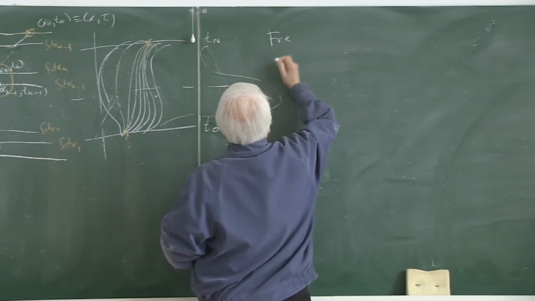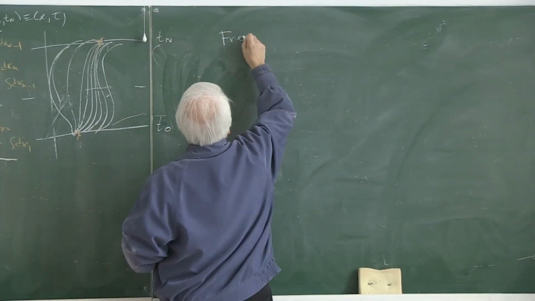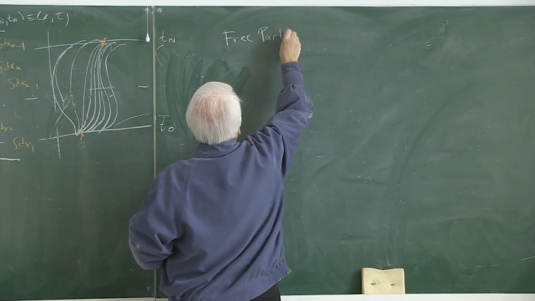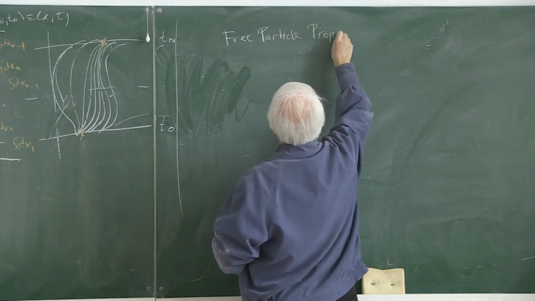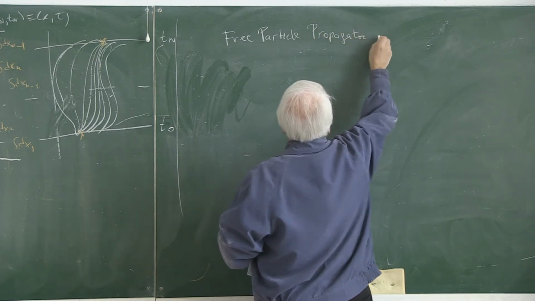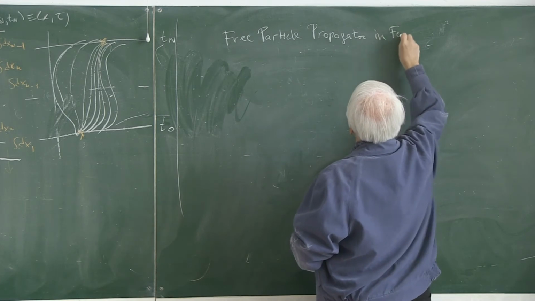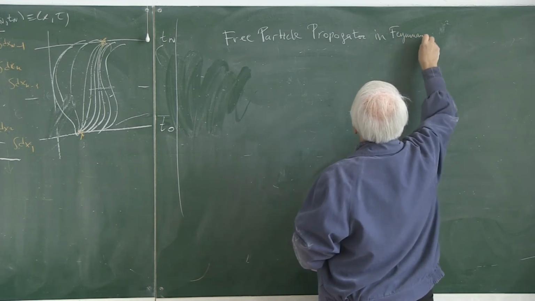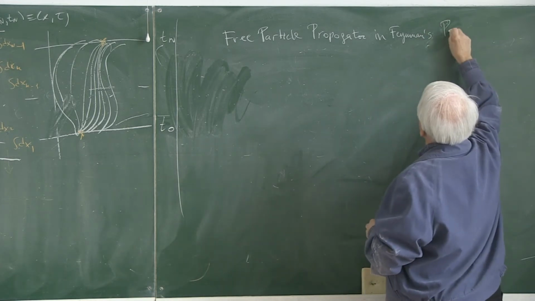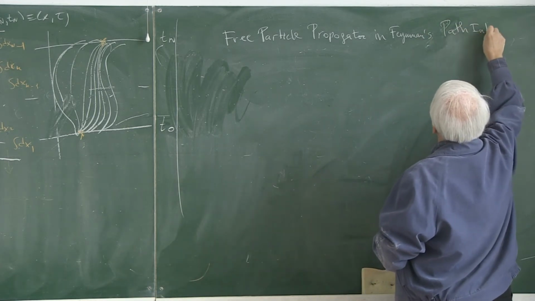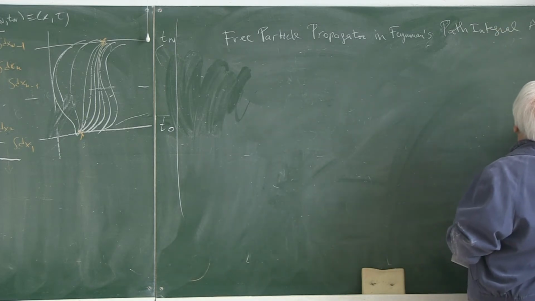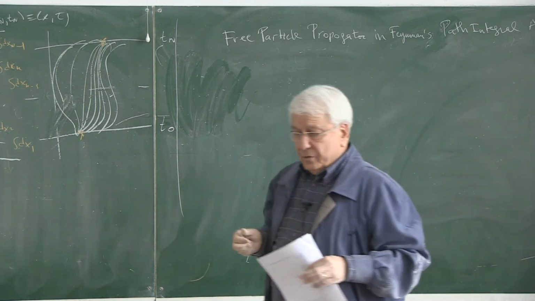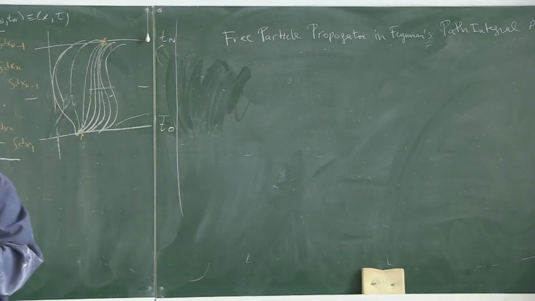So the subject is the free particle propagator in Feynman's path integral approach. You know the result already. We have done it directly. It was an easy result. Let me not copy it. We know what we are talking about.